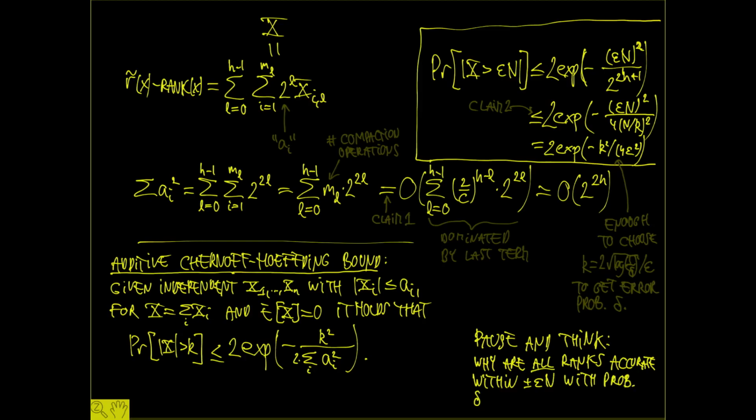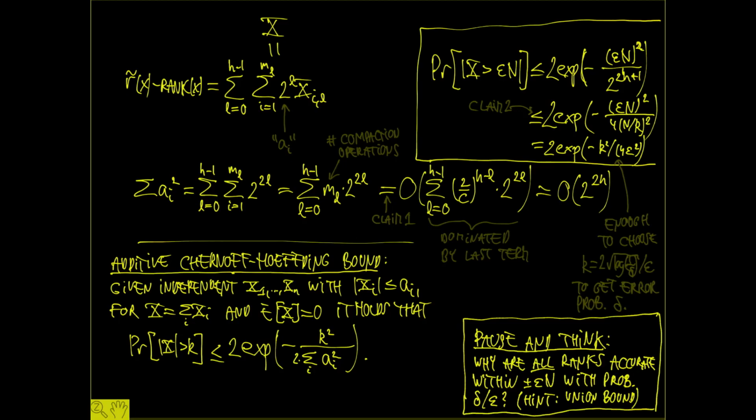Now, before we move on, I would like you to think about what kind of delta suffices if we want a good rank for all queries. In particular, we want ranks that are accurate within epsilon n for all queries. And I claim that we actually get this with probability, which is delta divided by epsilon.